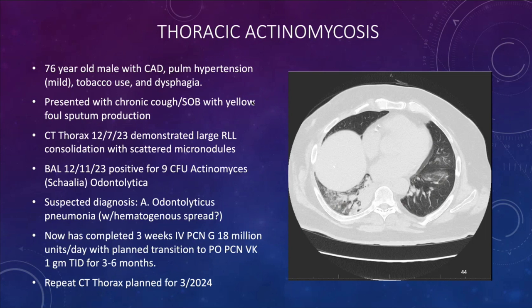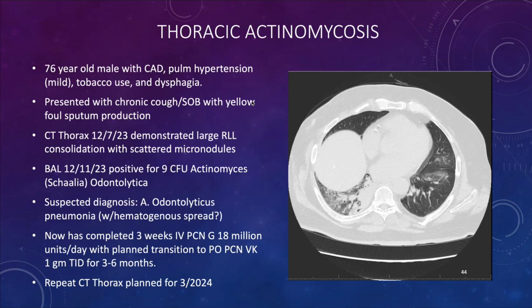So some of you are familiar with this case. We may have talked about it at a previous conference, as a matter of fact. So this is a patient presented to our facility, 76-year-old fellow. He had coronary artery disease, pulmonary hypertension. He was a smoker, and he had dysphagia. And he presented with chronic cough, shortness of breath, with yellow foul sputum production. This was his CT just last month. Demonstrated large right lower lobe consolidation with scattered micronodules.